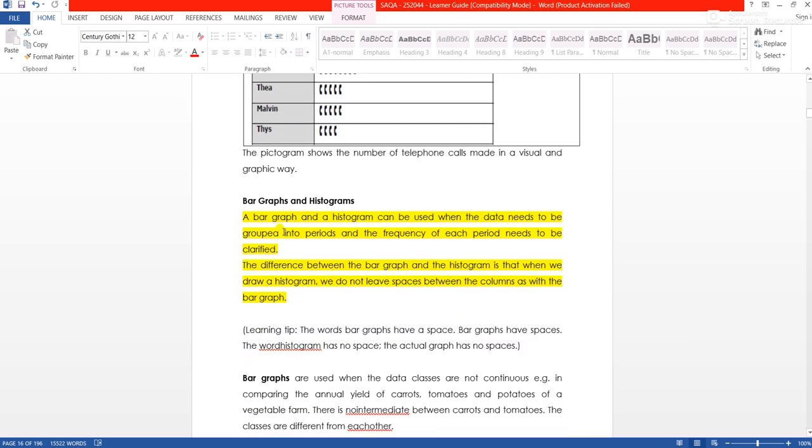So moving to the bar graph and histograms, a bar graph and a histogram can be used when the data needs to be grouped into periods and the frequency of each period needs to be clarified. The main difference between these two graphs, the bar graph and the histogram, is that when we draw a histogram, we do not leave spaces between the columns as with the bar graph.